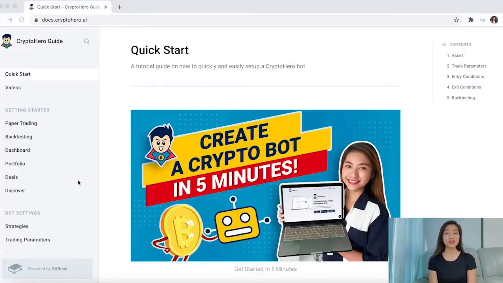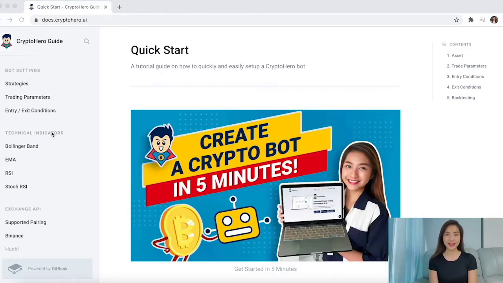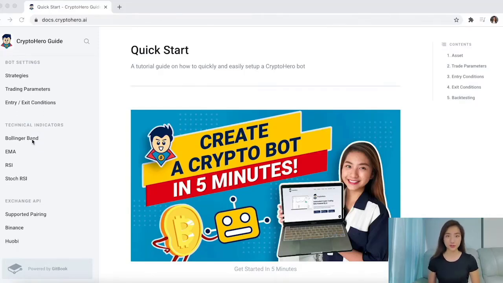Hi everyone! In this video, let's discover technical indicators that are being used by CryptoHero traders. CryptoHero allows you to set entry and exit conditions for your trades. These include technical indicators as well as others like take profit and stop loss.